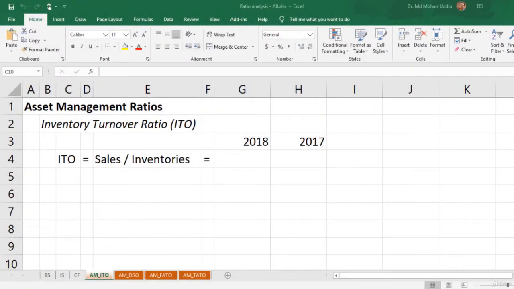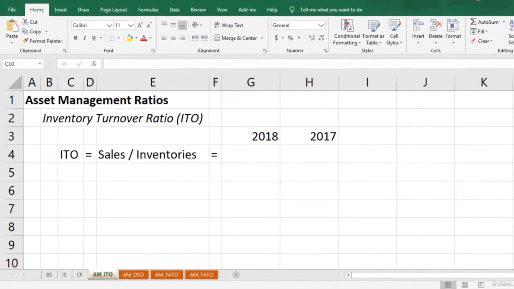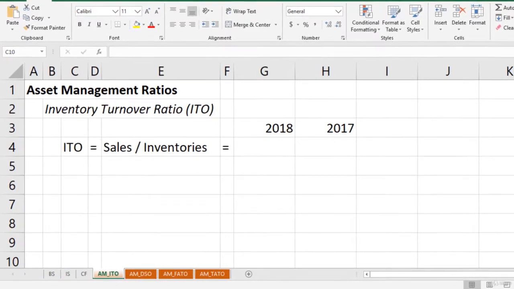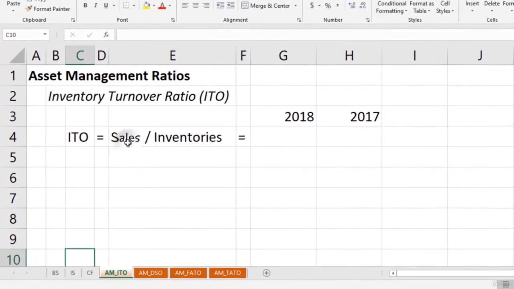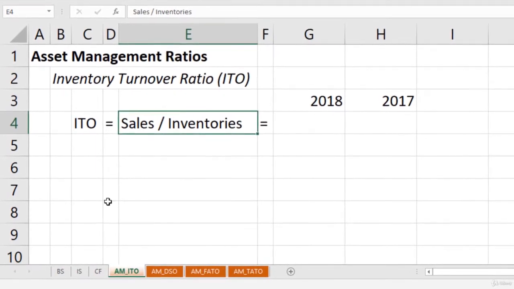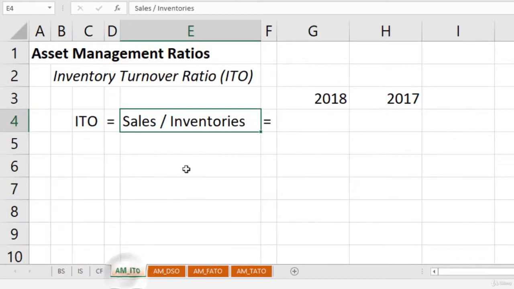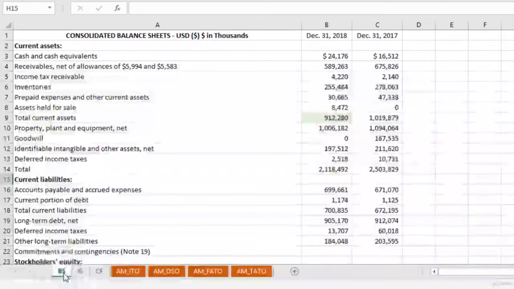Inventory turnover ratio is one of the asset management ratios that indicates the effectiveness of a company in managing its inventory. To calculate the inventory turnover ratio, we need to use the formula sales divided by inventories. Sales can be found from the income statement and the inventories can be found from the balance sheet.